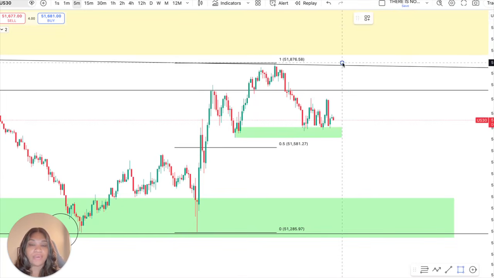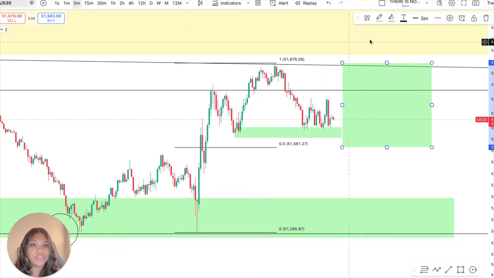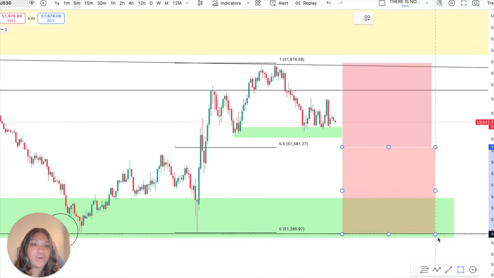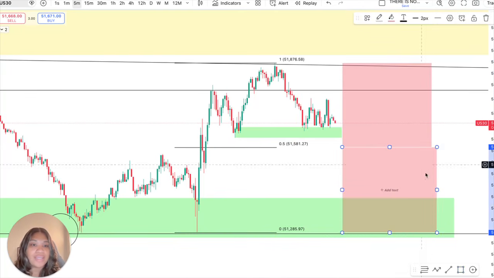Let's highlight that premium area. I'm a very visual person, so I do mark my blocks red for the upper 50% part, and green for the lower 50% part. And it looks like our opportunity is probably going to be a selling opportunity.